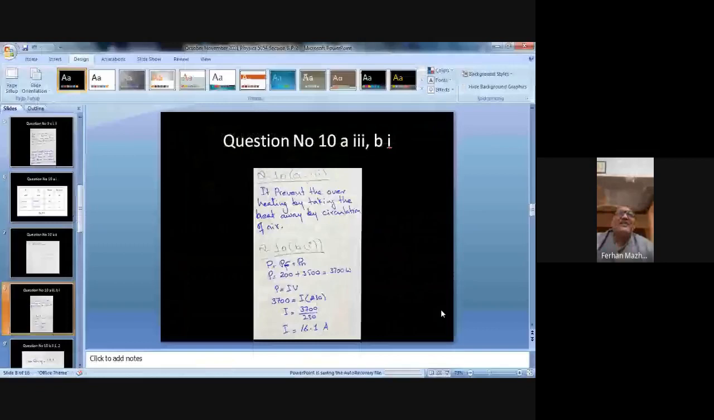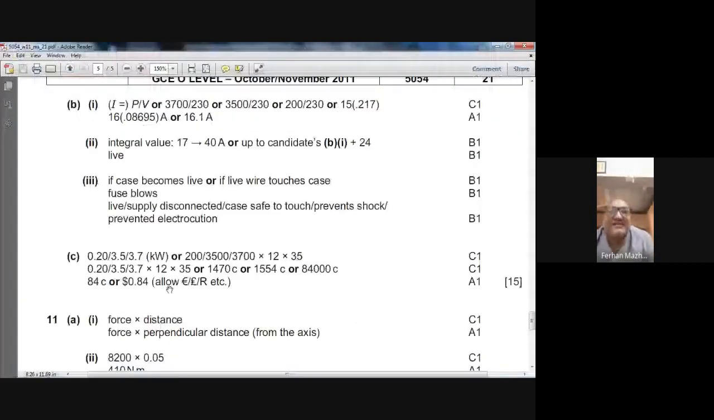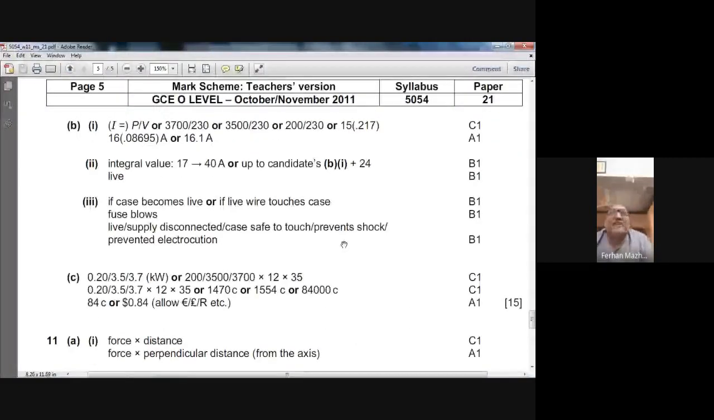Now, let's check the marking scheme and see what it says. You see on the screen, the marking scheme is showing the final answer of the B first part will be 16 ampere. We also got the same answer, so we are good. Now let's start the next part.